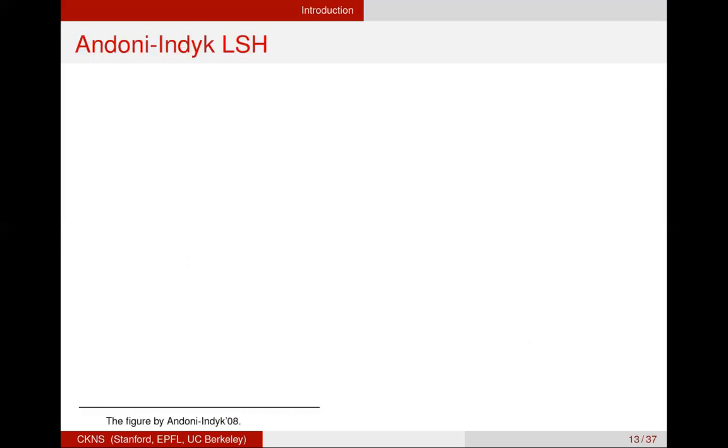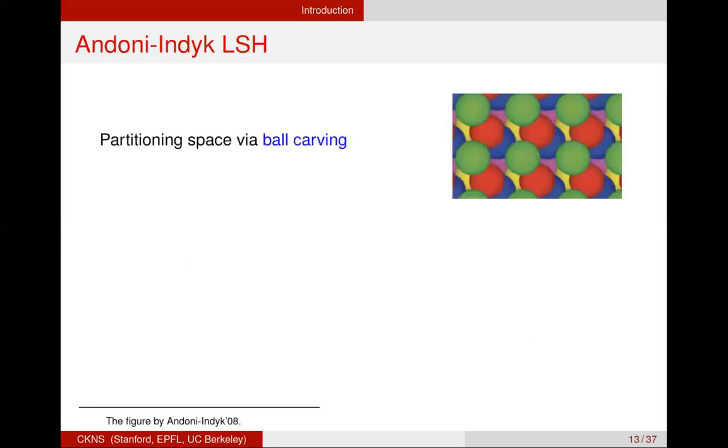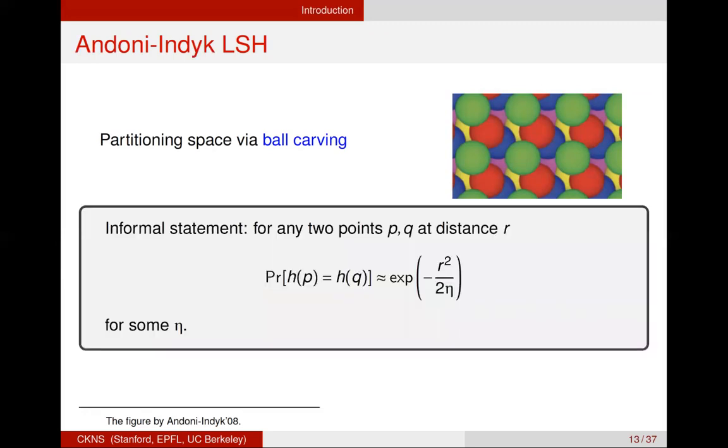The hash family that we are going to use in this work is Andoni-Indyk LSH. Andoni-Indyk LSH is a space partitioning scheme that uses ball carving to partition the space. The informal guarantee is that for any 2 points P and Q at distance r, their probability of collision is Gaussian in distance r. More specifically, it's approximately equal to e to the minus r squared by 2 eta for some eta.